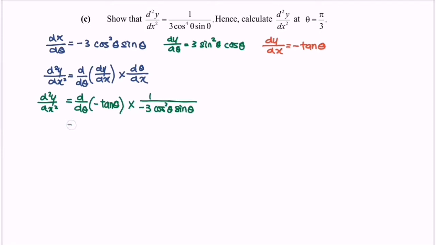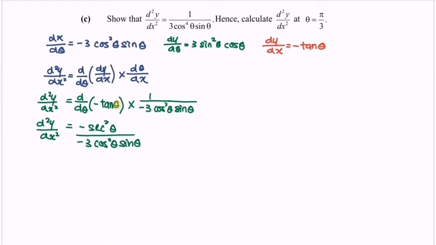So now, by referring to the situation where the second derivative is equal to differentiating negative tangent theta, as we all know, if we differentiate tangent theta, we will obtain secant squared theta. So meaning that here we will have negative secant squared theta. Do remember to differentiate theta, and we will obtain 1. So next, multiply with 1 over negative 3 cos squared theta multiplied with sine theta. So meaning that here we will have over negative 3 cos squared theta multiplied with sine theta.